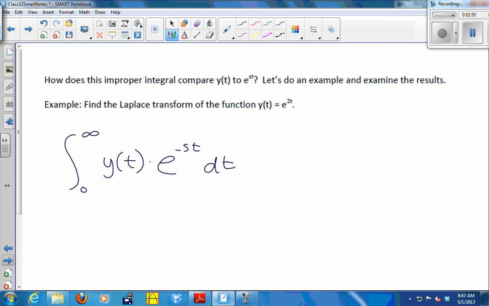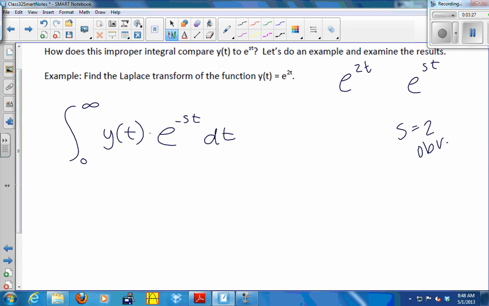So obviously, when s is 2, my function y of t is going to be the same as e to the st. Does that make sense? I don't really actually have to do the integral in this case to see how to make them the same, right? If I want to compare e to the 2t to e to the st, just make s 2. Kind of obvious. But we're going to do the Laplace transform just to get the same result with a simple problem. Okay, so replace y of t with e to the 2t.